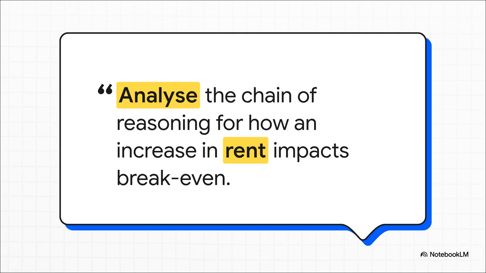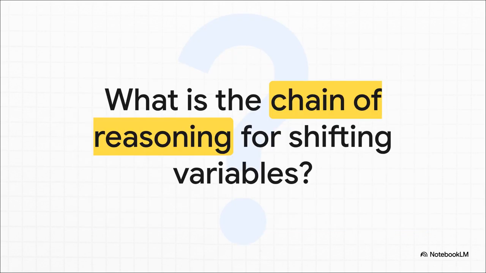Rent goes up, so what exactly happens to the fixed cost line? What does that do to the total cost line? And ultimately, how does that shift affect the intersection point and the business's safety buffer? Let's test those analytical skills. I want you to build a logical chain of reasoning, connecting that initial rent increase all the way through to the final impact on the margin of safety. Get your thoughts organized, pause the video now, and complete task 1.